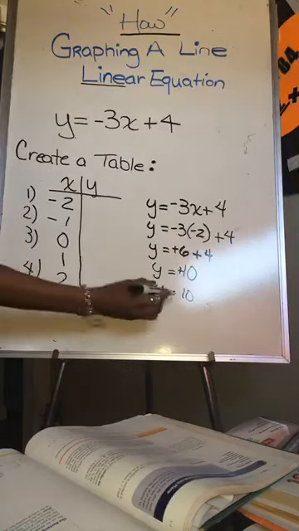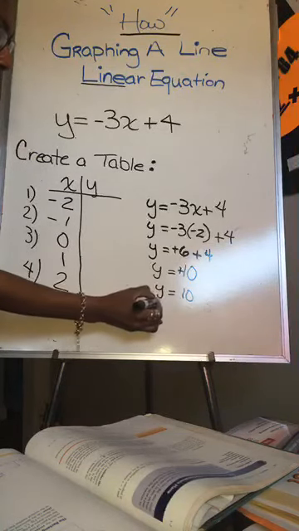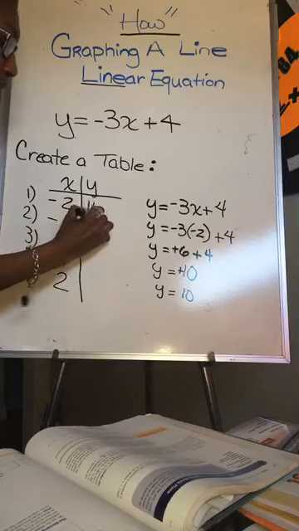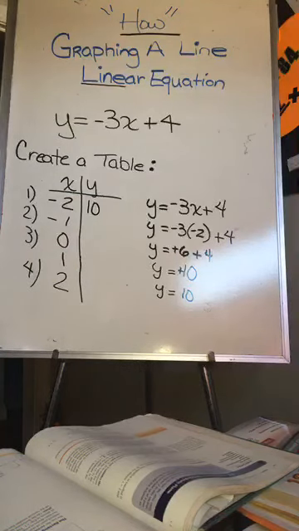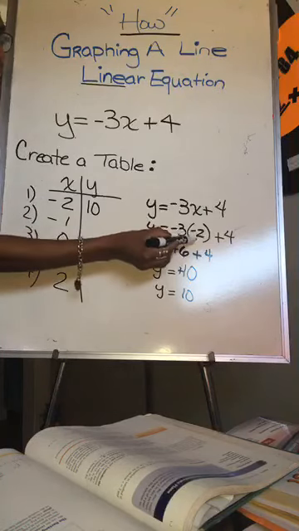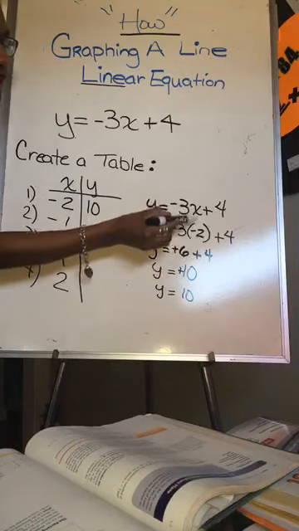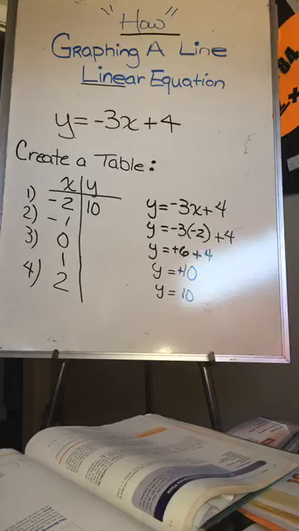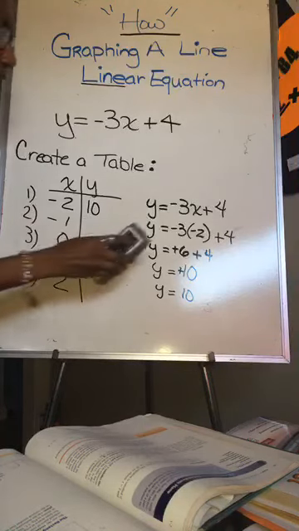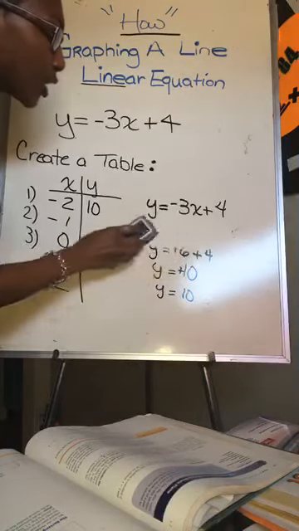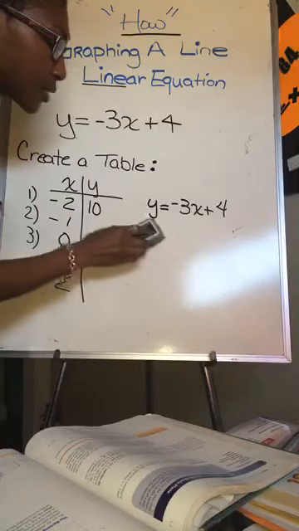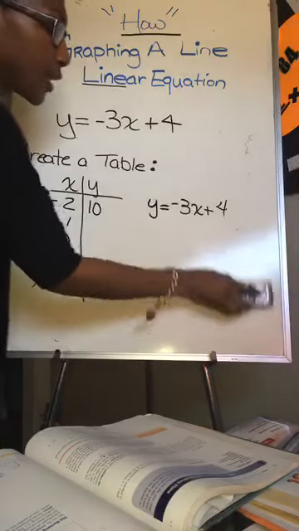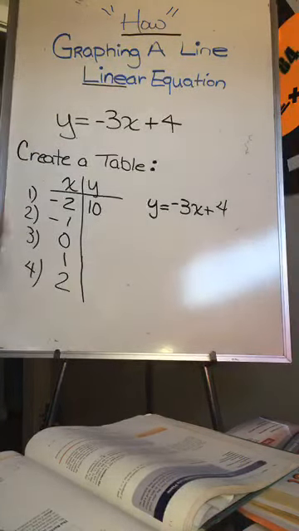Now we can put this number, the y value, on our table. When we're given a -2 and we plug it into this equation for the value of x, we come out with the result of 10. So I'm going to erase this, and now I'm going to plug in -1. We're just going to keep plugging in the values, and then we'll be able to plot it on our graph.